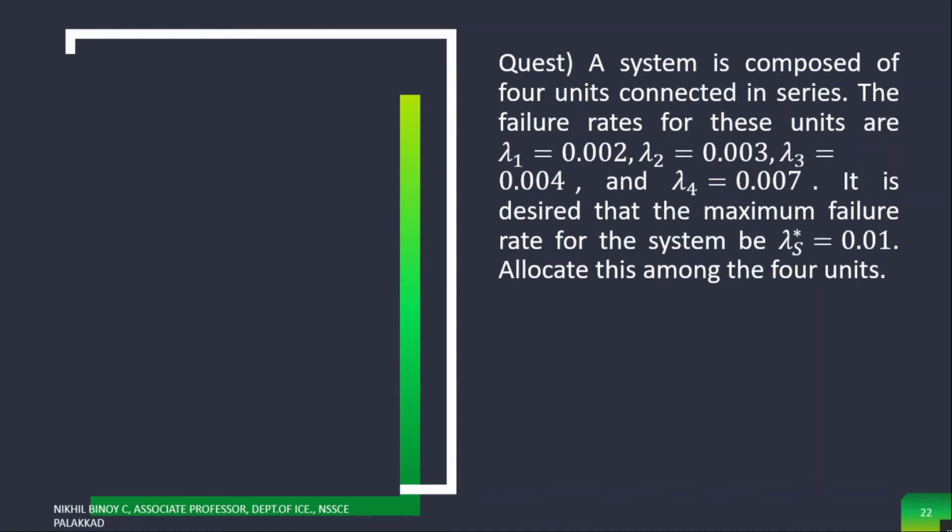So you are asked to do a reliability allocation where we have a system with 4 components connected in series, and the failure rate of each component is given. That is lambda 1 equal to 0.002, lambda 2 equal to 0.003, lambda 3 equal to 0.004, and lambda 4 equal to 0.007. And what is the desired thing? The final system has a desired failure rate of 0.01, lambda S star equal to 0.01. So by using the proportional to the uniform failure rate method of reliability allocation, solve this problem.